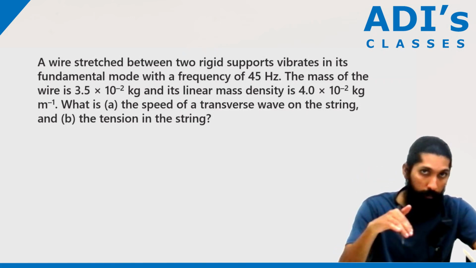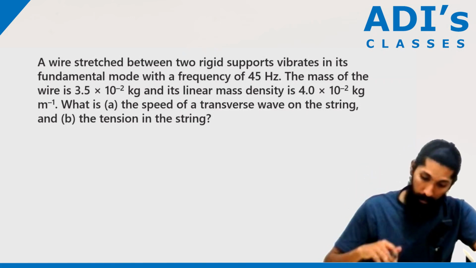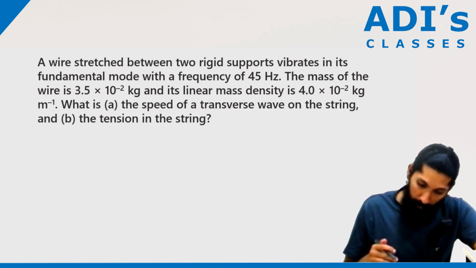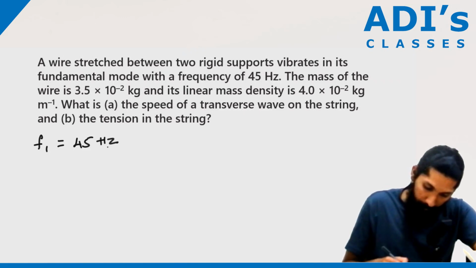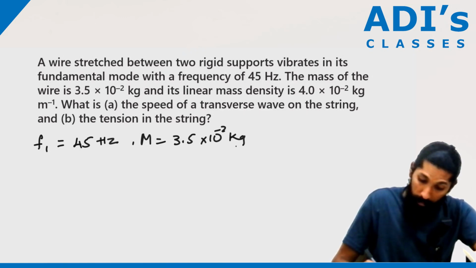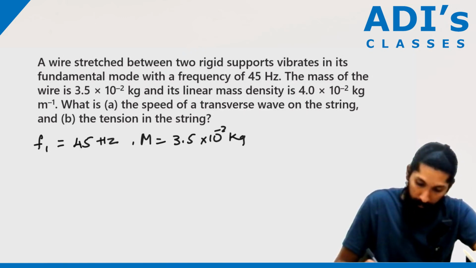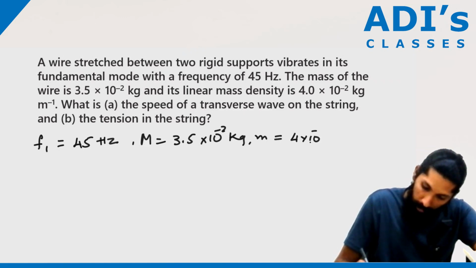Again, before that, let's write down what is given to you. Alright. See the first one, frequency. You have f1, fundamental frequency is 45 Hertz. Then mass is given to be 3.5 into 10 power minus 2 kg. Fortunately, they have already given mass per unit length. So m is equal to 4 into 10 power minus 2 kg per meter.